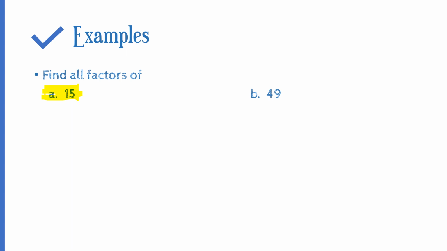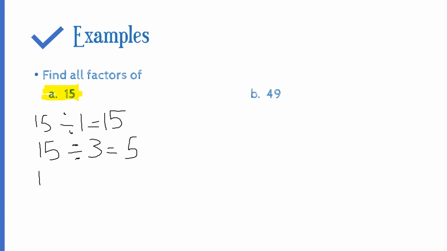Okay, so now let's check which numbers can divide 15. We know that 1 is a factor of every number. It means that 1 can divide every number. So 15 divided by 1 is equal to 15, and the remainder is 0. Now let's check with 2. Can 2 divide 15 or not? No, 2 cannot divide 15. And for 3, yes, 3 can divide 15. 3 fives are 15. So 3 is also a factor of 15.